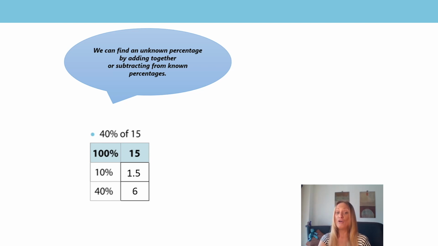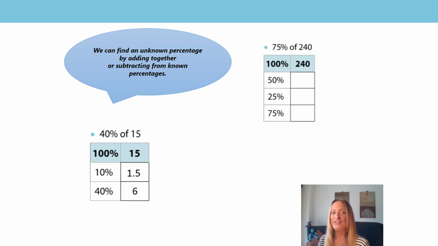I only need my ones digit. Cool. Do you fancy doing another one? Have a look at this one. Pause me now and see if you can find the missing values here to help you find 75% of 240.